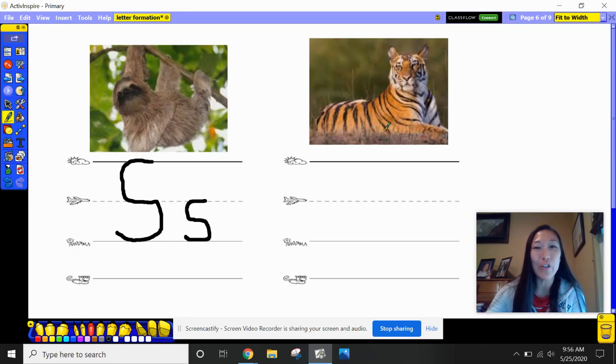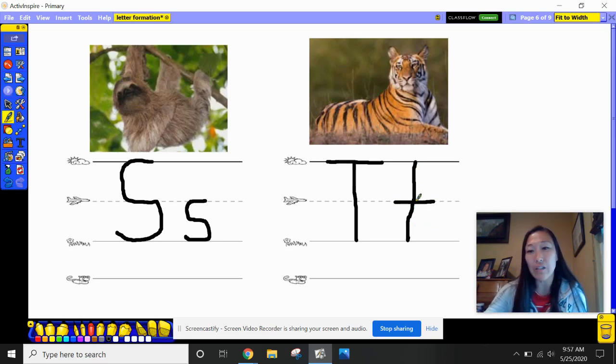This animal, this one's actually my favorite animal. If you said tiger, you are correct. This is a tiger. So let's write the uppercase T. Here we go. Start on the skyline, go down to the grass line, and then get on the skyline and cross on the top. Very good. T, top, t. And then the lowercase t. Start on the skyline again, go down straight to the grass line, and then cross at the plane line. T, top, t. Very good.